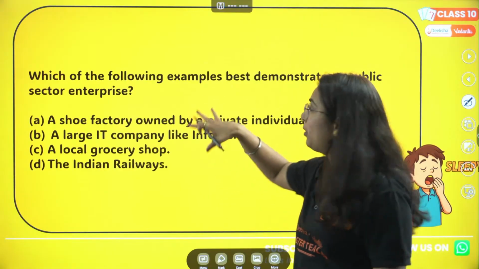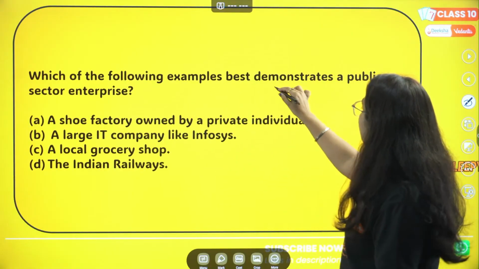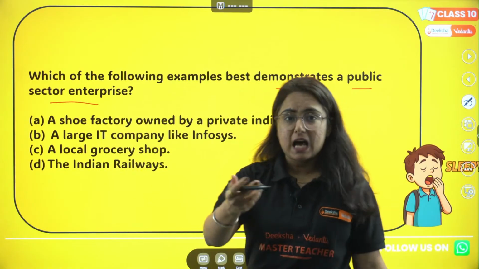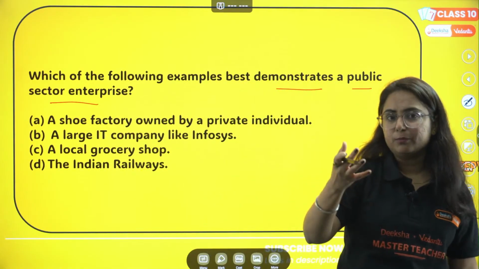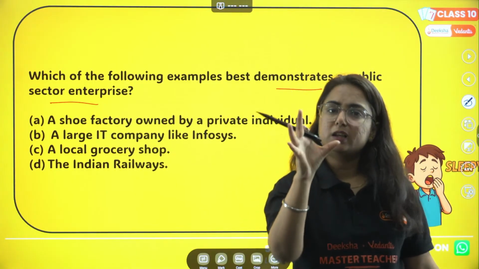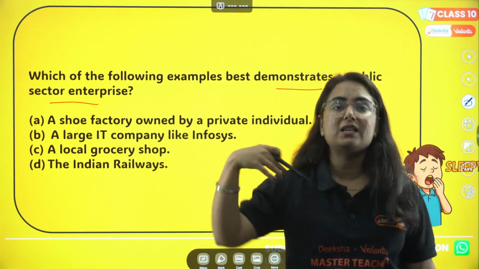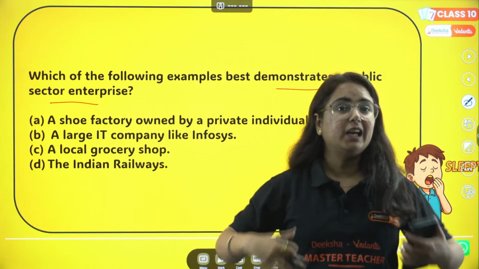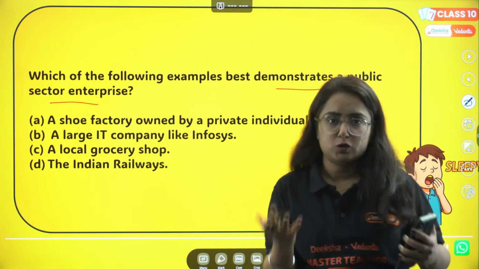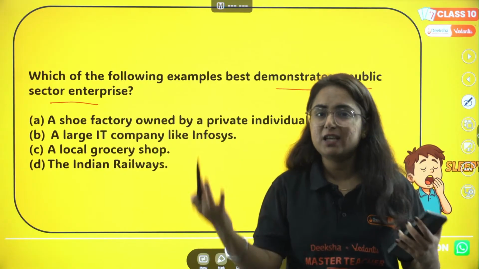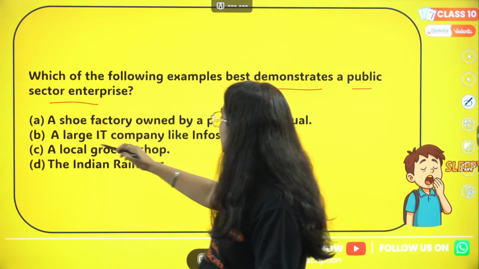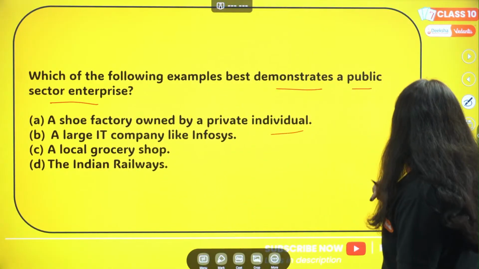Pay attention on the board. Which of the following examples best demonstrates a public sector enterprise? Last year, one such question came. There were certain enterprises given, and you needed to answer which among them is a private or public one. So they are asking you something out of the book also. So pay attention while you are studying your economy or society also. Option A, a shoe factory owned by a private individual.